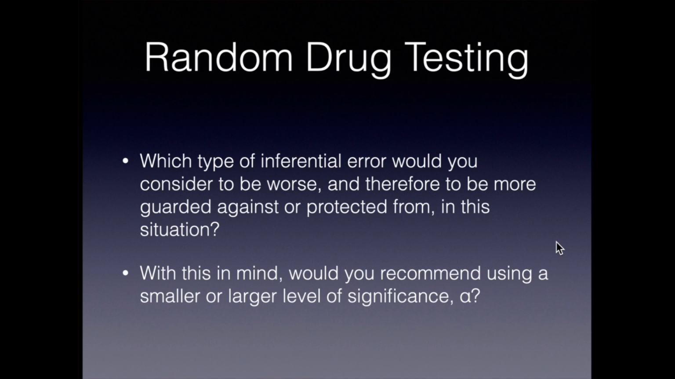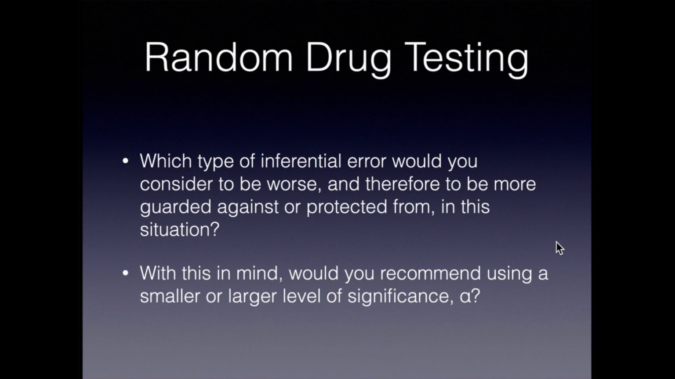And so this is getting at the balance that we have to think about when we are setting up a test, when we are deciding the significance level to use. You'll remember that alpha is the probability of a type 1 error, beta is the probability of a type 2 error. And you'll remember that the relationship between alpha and beta is that if we increase alpha, beta decreases. If we decrease alpha, then beta increases.